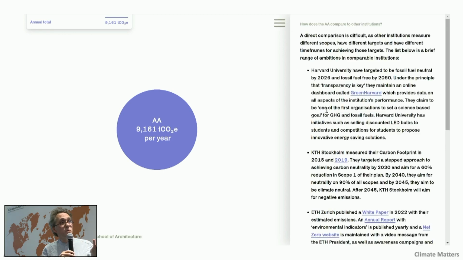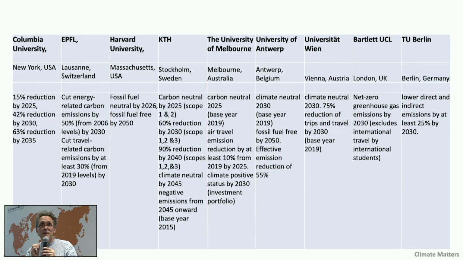But it's also important to know where we sit relative to other places. The AA is a School of Architecture. How do other schools of architecture compare to us? And Charlotte, thank you very much, did some great research over the summer to try and answer that question. And what comes out is that it's very hard to compare accurately different institutions. Different institutions have different sizes. Different institutions have different ambitions. Some of them, like Cian says, don't tell you the whole picture. Some of them have different dates by which they're achieving different things.